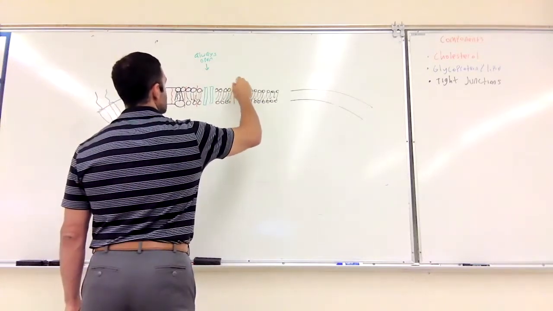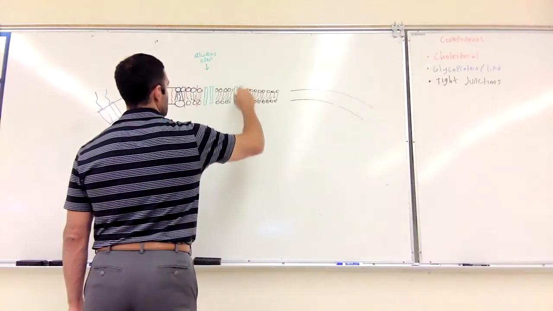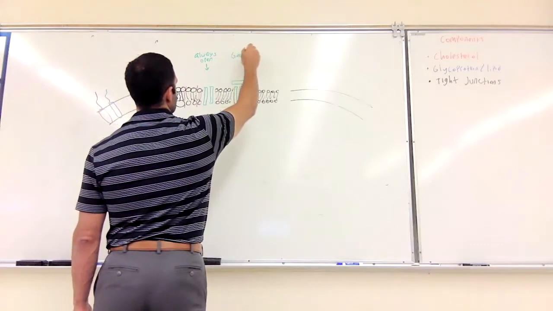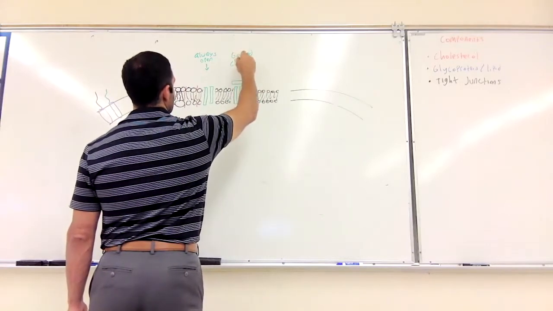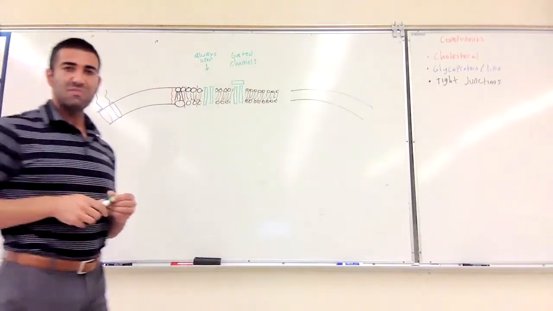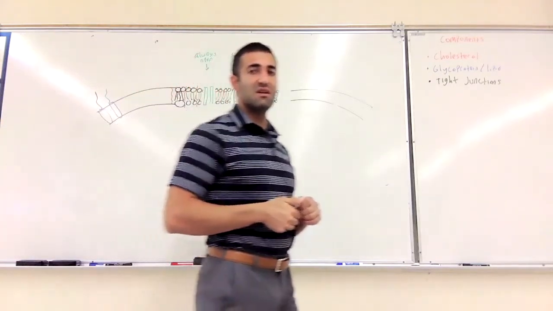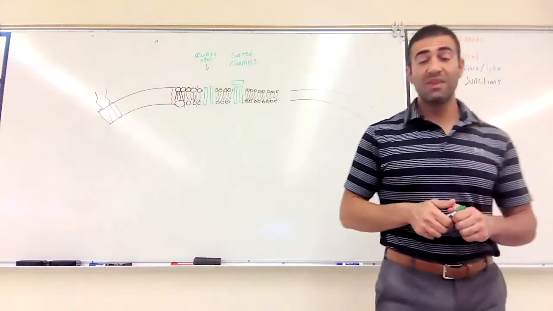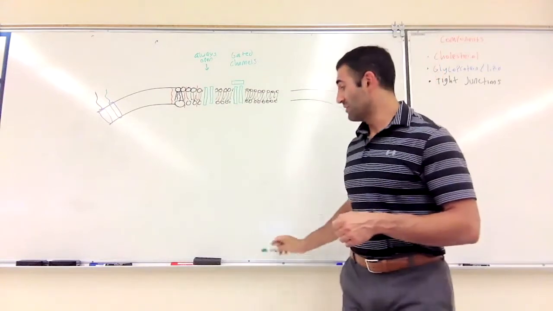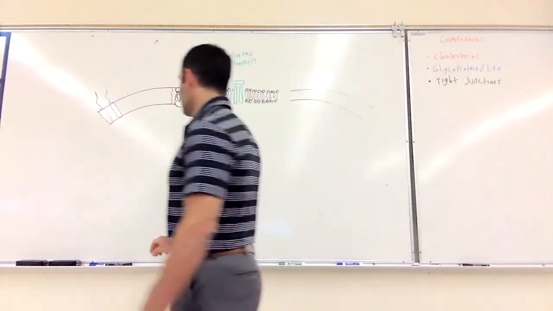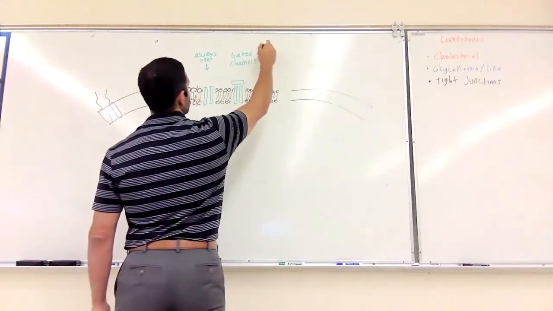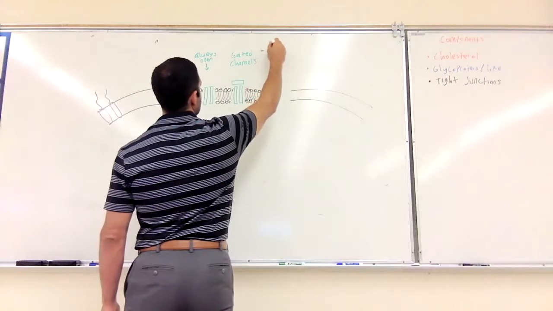We also have channels called gated channels. Gated channels are interesting. The gate is usually covering the channel unless a stimulus prompts it to move. So what are some examples of gated channels? Now some are going to be what we call voltage gated.